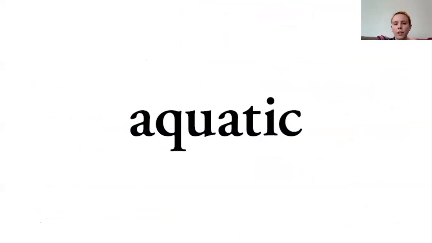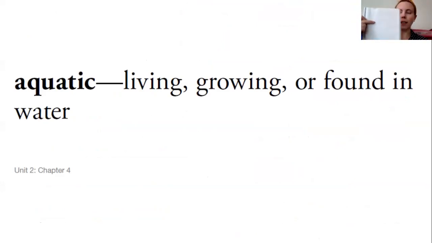All right, the first new word that we're going to add to our glossary today, you can get a new paper or keep adding to what we were working on with chapter 3. So I'm going to write the word down, aquatic, A-Q-U-A-T-I-C. Underline the vowels. I see A, Q, no, U, yes, A, yes, T, no, I, yes, C, no. So I found 1, 2, 3, 4 vowels in this word, but there are actually only 3 vowel sounds.